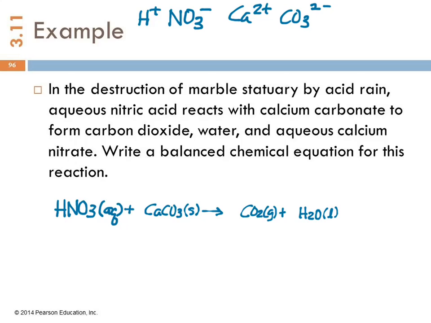And aqueous calcium nitrate. Calcium nitrate is going to be the calcium ion and the nitrate ion together. So Ca(NO3)2, aqueous, because they told us that. It got smaller and smaller and smaller, and I still ran out of room. And we need to balance it. So instead of doing all those tally marks and things, we're just going to look at this.